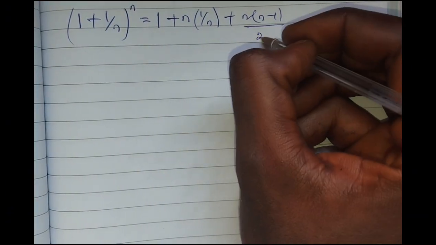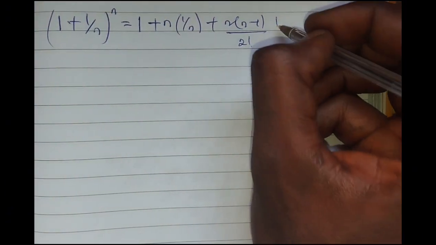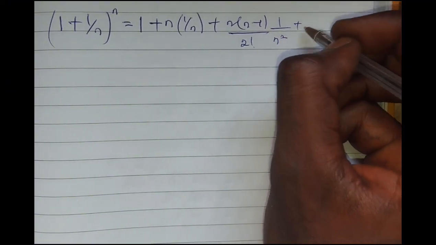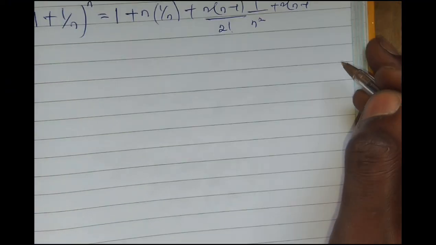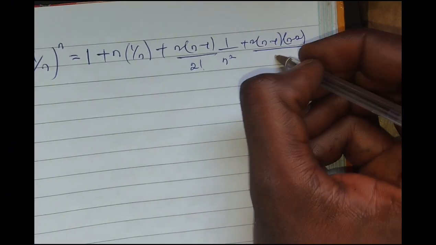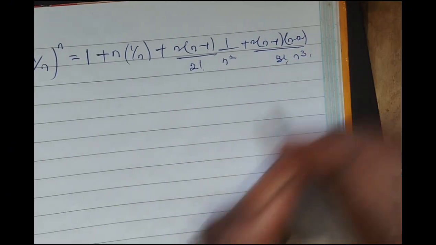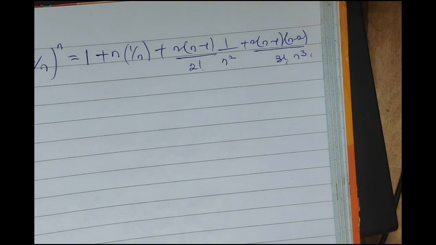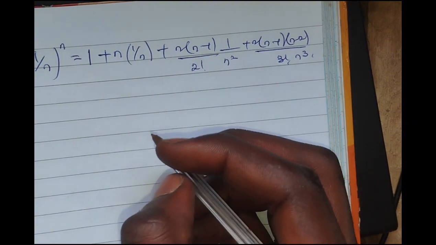plus n(n − 1)(n − 2)/3! · (1/n^3) and so on. Now let's simplify what we have. Now what we have here is this.